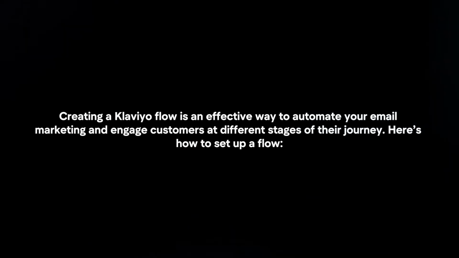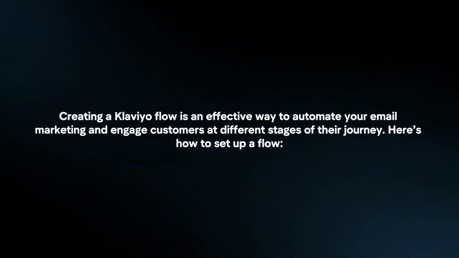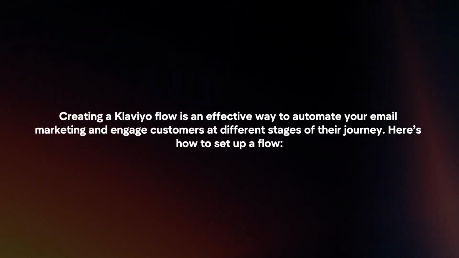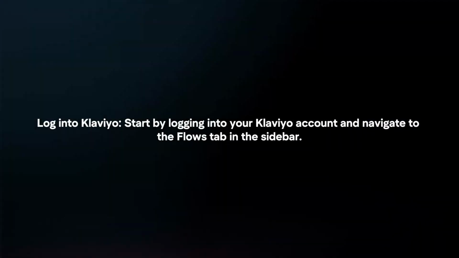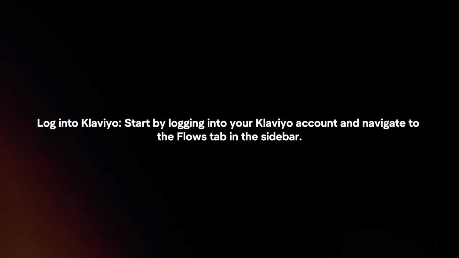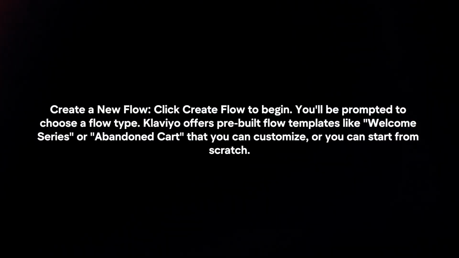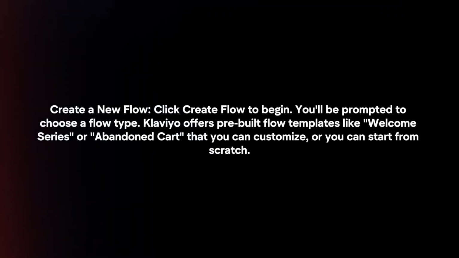Creating a Klaviyo flow is an effective way to automate your email marketing and engage customers at different stages of their journey. Here's how to set up a flow. Log into Klaviyo. Start by logging into your Klaviyo account and navigate to the Flows tab in the sidebar. Create a new flow. Click Create New Flow to begin.